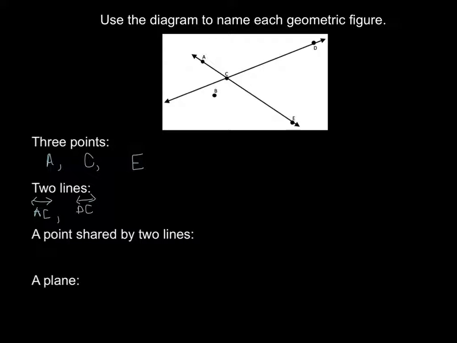Now I need to name a point shared by 2 lines. So if we're naming a point, we just have to put a capital letter, and that would be point C. Again, we could write it out point C, or we could just write a capital C. Now we have to name our plane, so I do have to write out the word plane. And our plane I could name BDE.